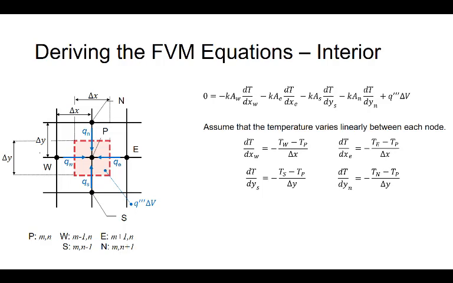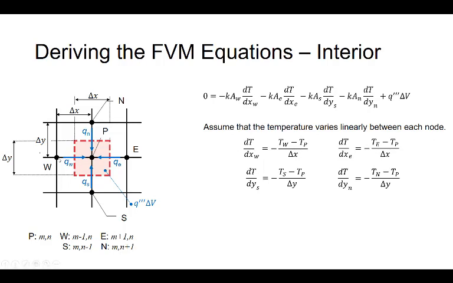Because we are applying a finite volume analysis, we are allowed to choose any interpolation profile for the dependent variable between the node points. The dependent variable of interest to us in heat transfer is temperature. It will be easiest to assume that the temperature varies linearly between each node. This assumption allows us to calculate the temperature gradients at the west, east, south, and north faces.